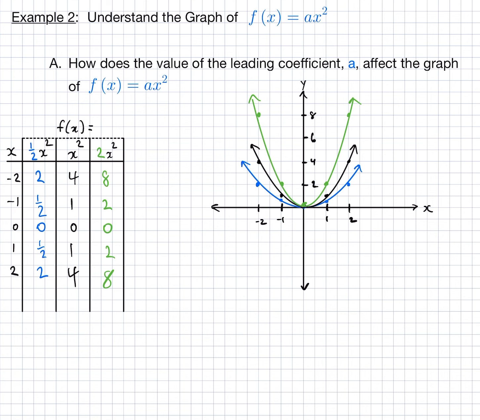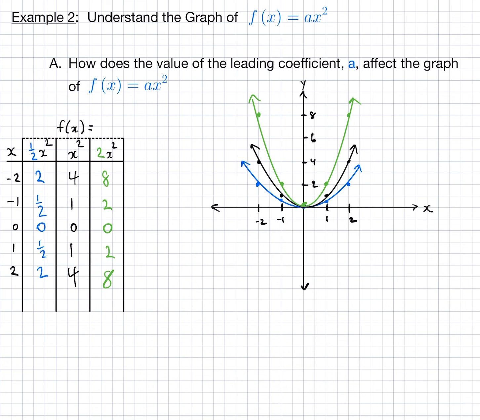Okay, and let's take a look at the coefficients. So as the coefficients increase, right, this is 1/2, then this is 1, and then this is 2. As the coefficients increase, we see that the parabola going from blue to green gets thinner, right? It gets narrower. So we can conclude that as the coefficient increases, the parabola gets narrower and narrower. And then the opposite is also true. If the coefficient gets smaller and smaller, then the parabola gets wider and wider.